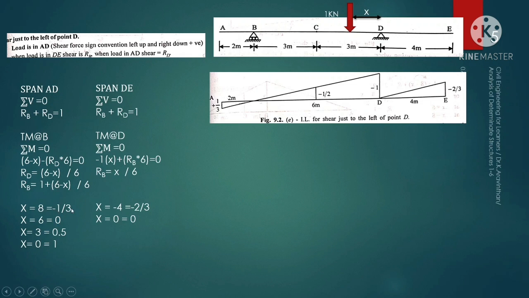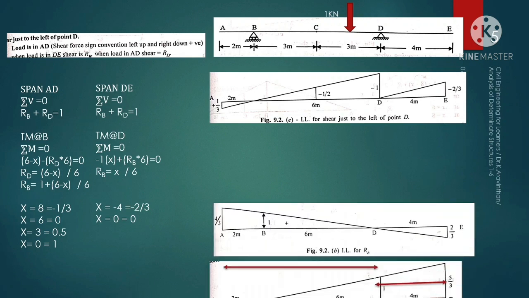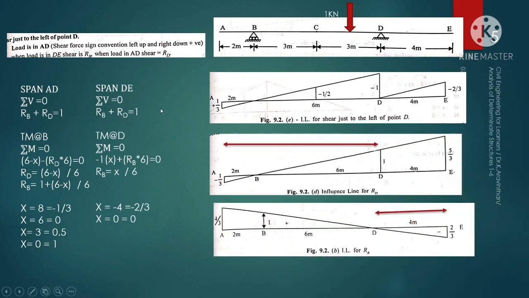That is minus 1 by 3. Okay, only the sign will be changed. Why? Because I will explain. This is the same answer you got while getting the reaction at D. That is the same value, which is 1.5 and minus 1 by 3. You can check this.